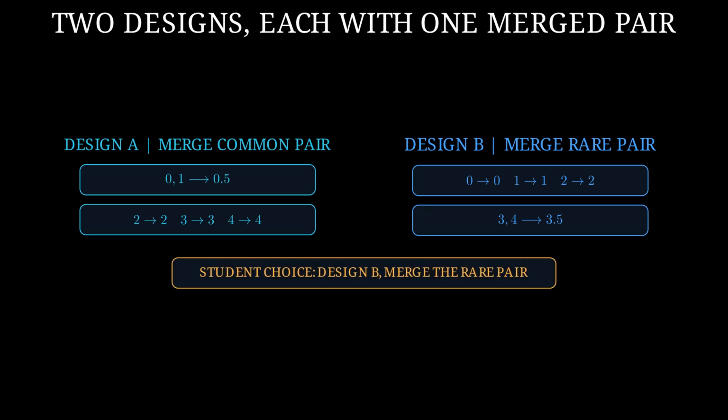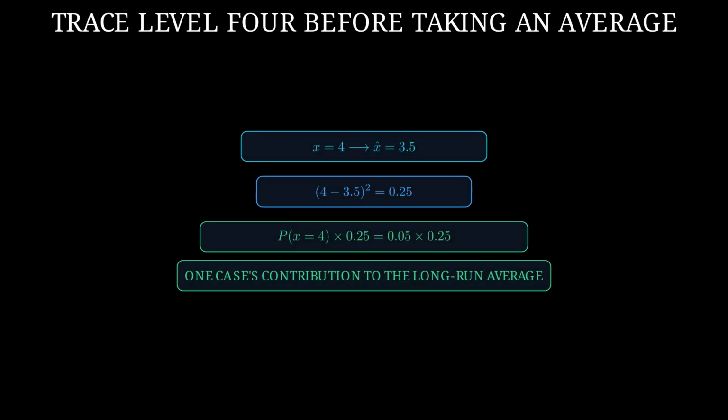I choose the rare pair design. Each merged reading moves by the same half step, but fewer source readings should pay that cost. Trace one realized case before averaging. Under the rare pair design, source level 4 becomes the reconstruction 3.5. The numerical error is 1/2. Squaring gives a distortion of 1/4 for that occurrence. Level 4 occurs 5% of the time, so this one case contributes 5% times 1/4 to the long-run average.